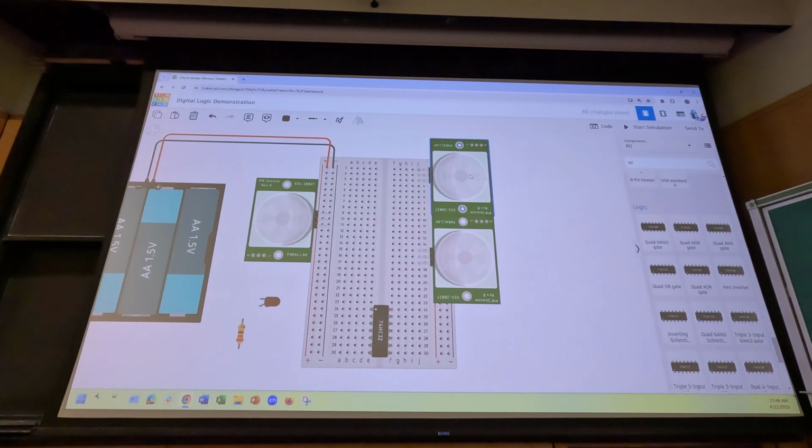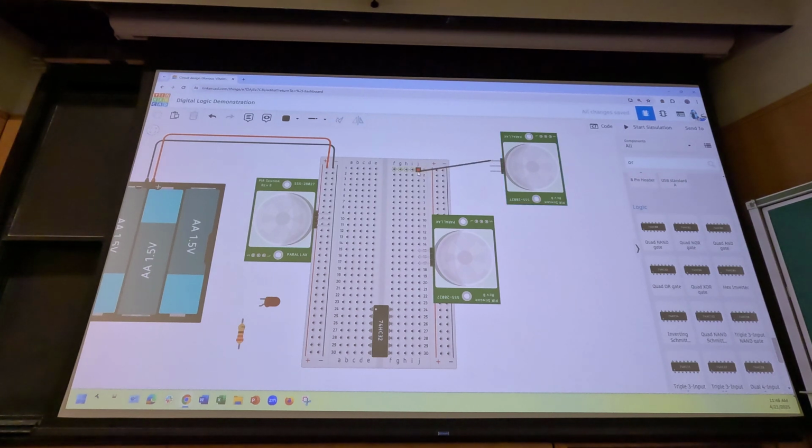If it gets too crowded, you don't have to put these things on the breadboard. You can wire them from somewhere else like that.